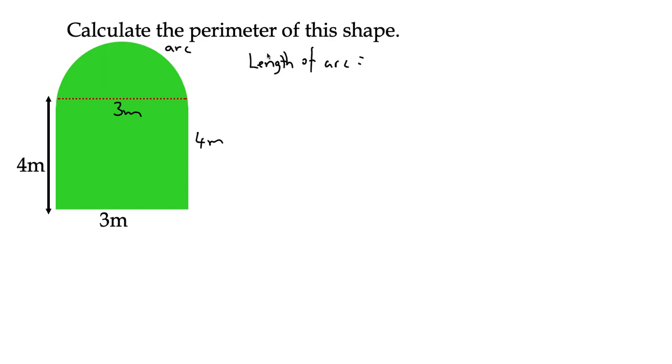The length of the arc is equal to, well, it's a half of the full circumference. So it's a half times pi d, which is a half multiplied by 3.14 multiplied by the diameter of the circle. If it were a full circle, of course, the diameter is that length 3. Okay, so I can put 3 in here. I can use my calculator.